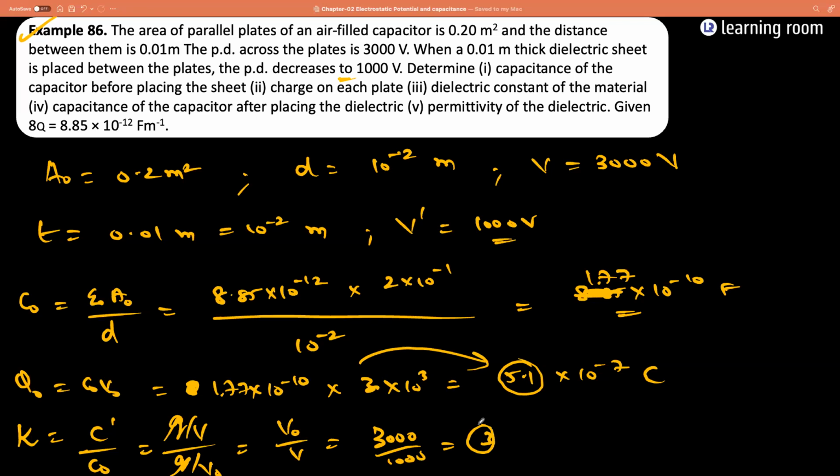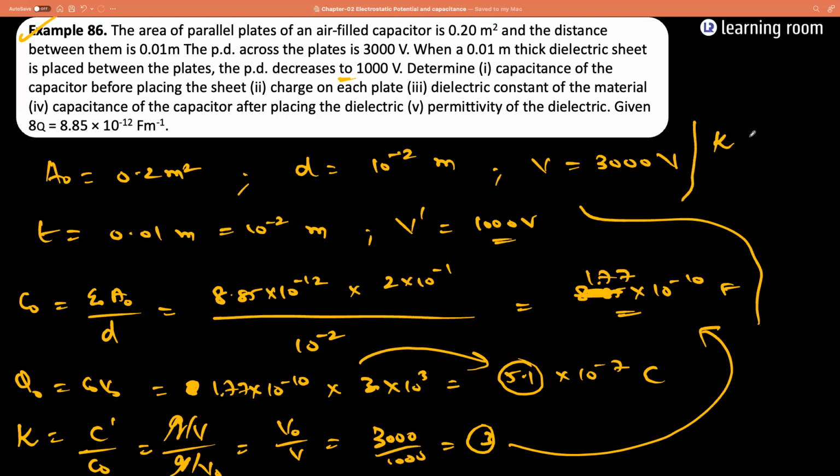So what is the capacitance of the capacitor after placing the dielectric? This 3 multiplied with this value will give you the new capacitance. What is the permittivity of the dielectric? How do you calculate the permittivity of the dielectric, guys? What is the definition of dielectric constant? Kappa is equal to epsilon divided by epsilon naught. So epsilon is equal to epsilon naught times kappa, so 8.85 into 3 into 10 power minus 12. That will give you the permittivity of the dielectric.